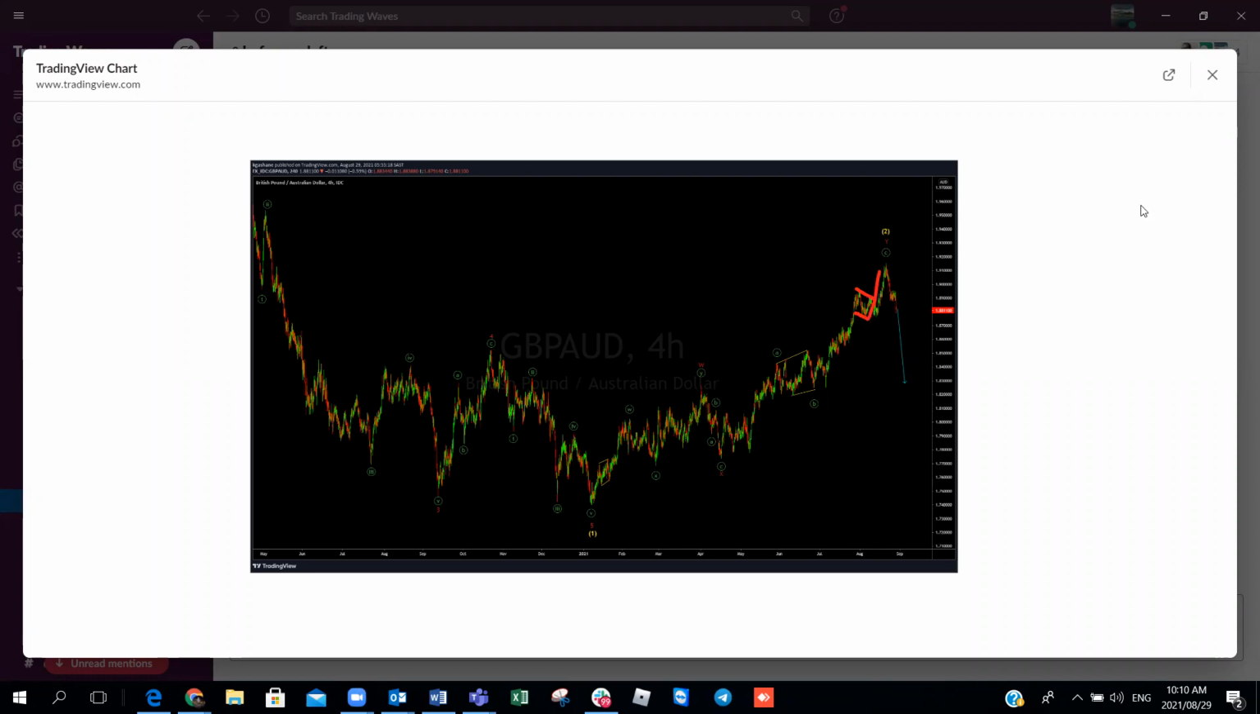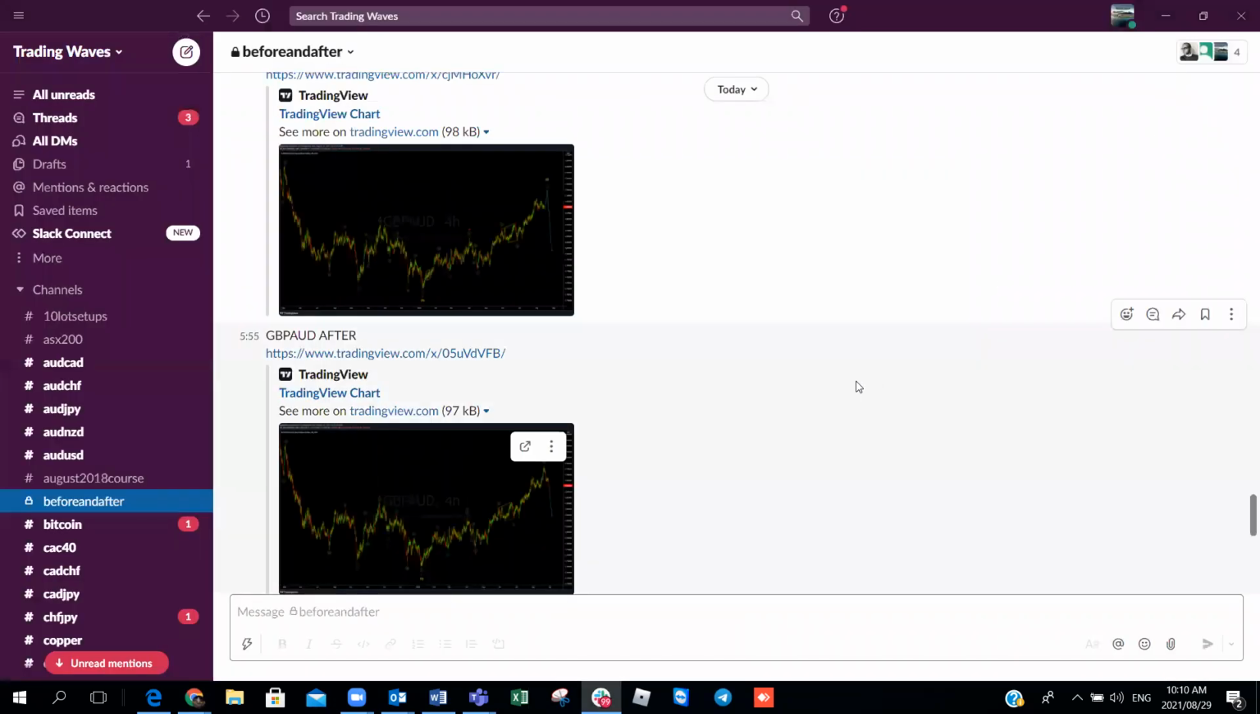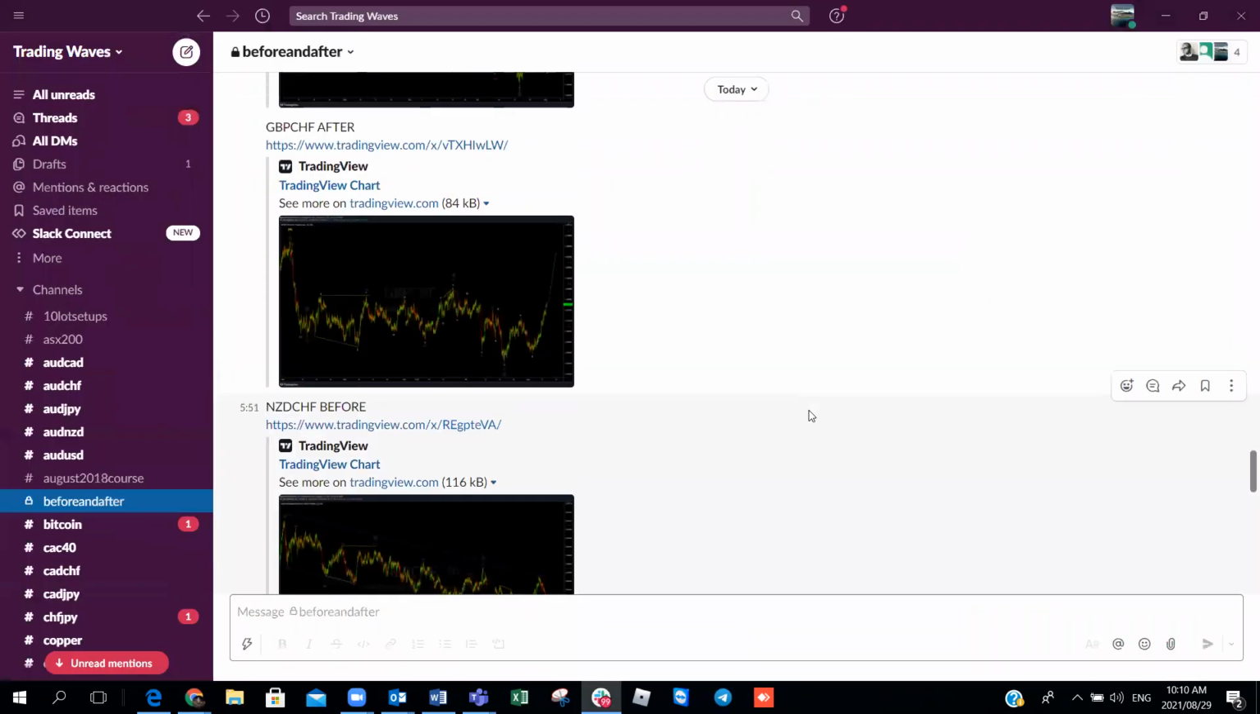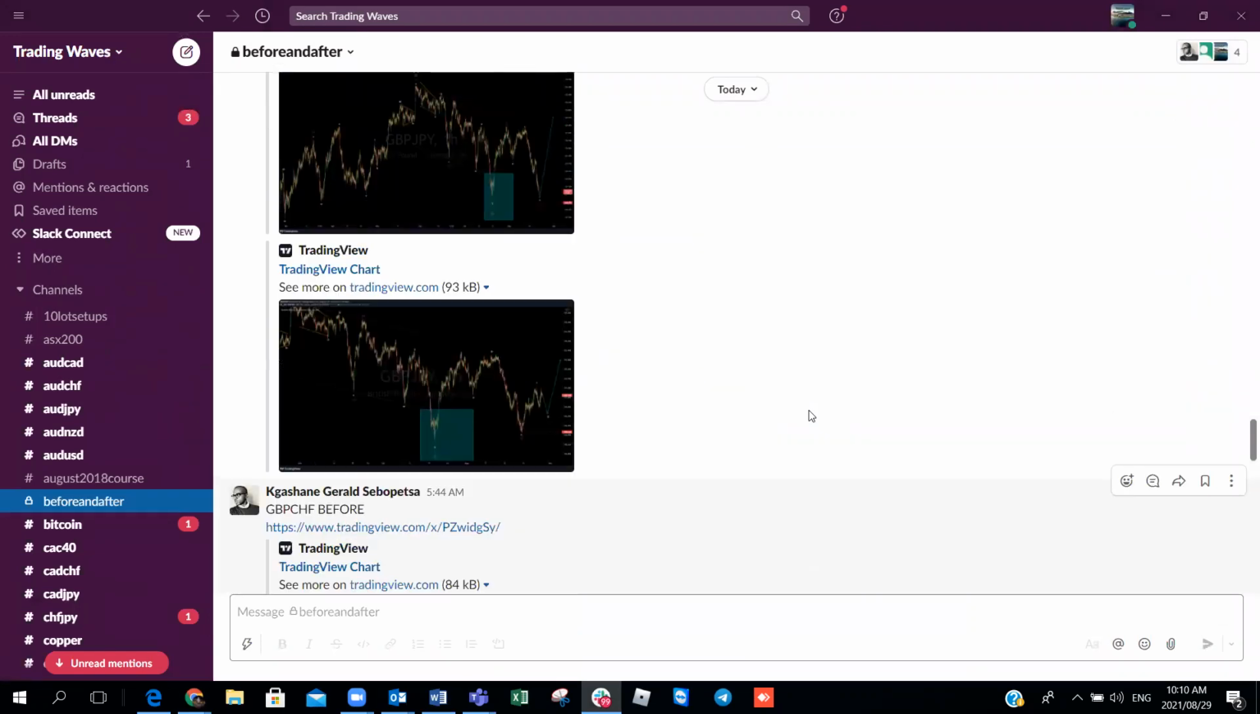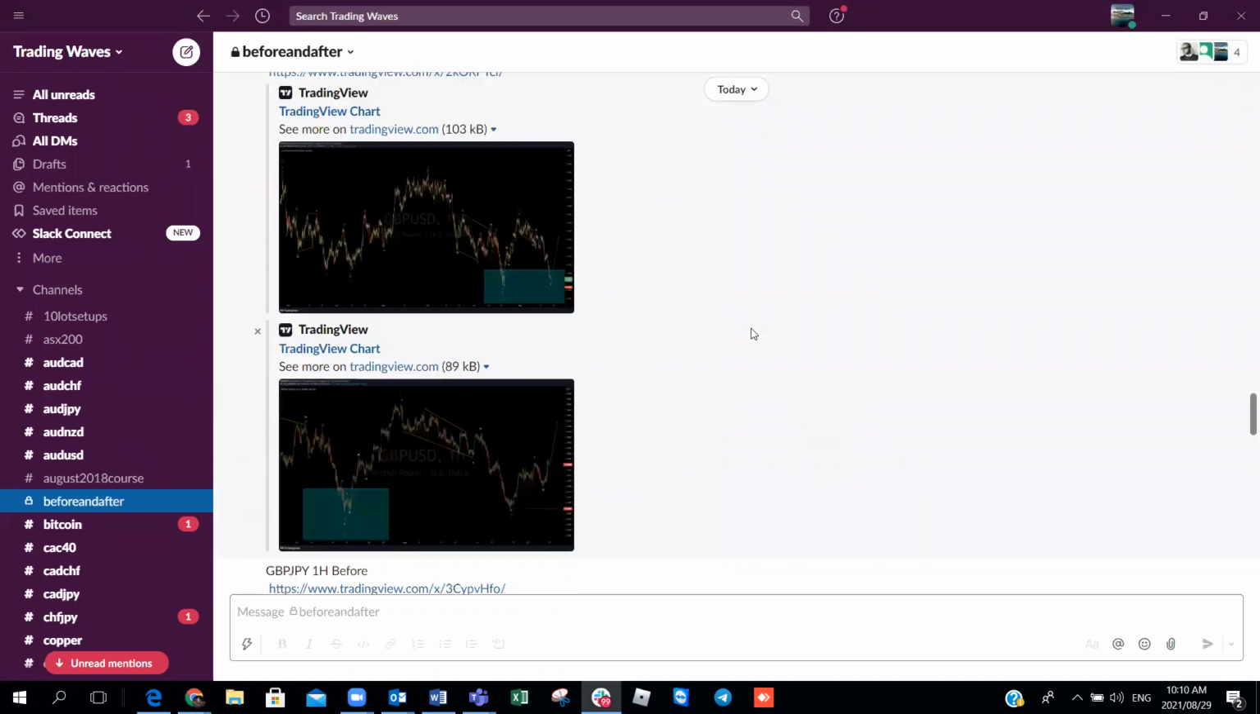So that is how Pound AUD has played out. Let's have a look at the rest of the structures for this week. I just wanted to start with that one. There are a number of those that you will see and how we forecasted this week. So let's start with the rest here. Trade recaps for the last week.